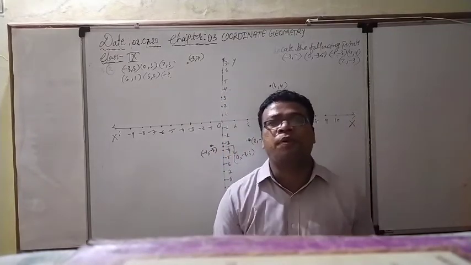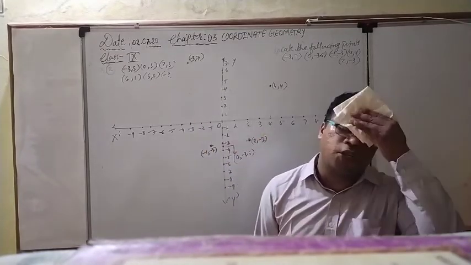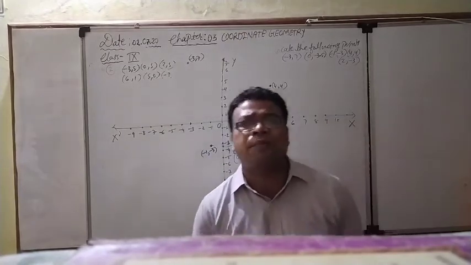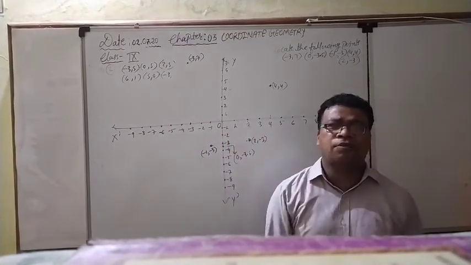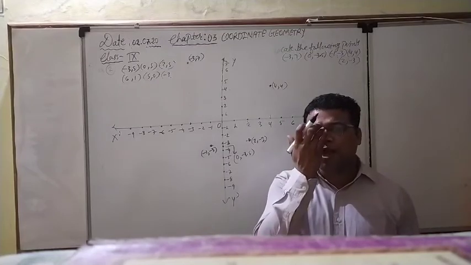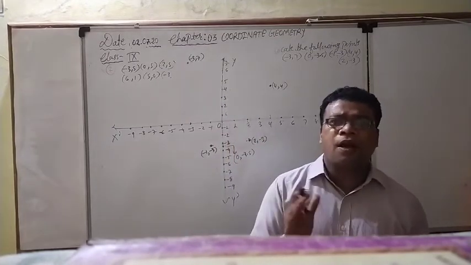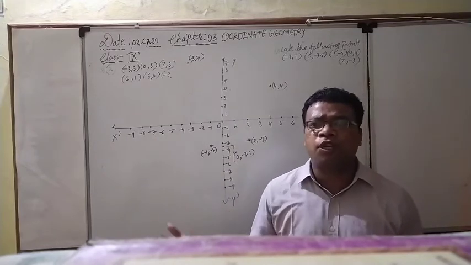Question number one is finished. Right now come to the second question. Again the same category of question: locate these particular points on the Cartesian plane. So actually the questions are fixed. What kind of question may be asked to you? Either locate some particular points on the Cartesian plane, or some common question may be asked.